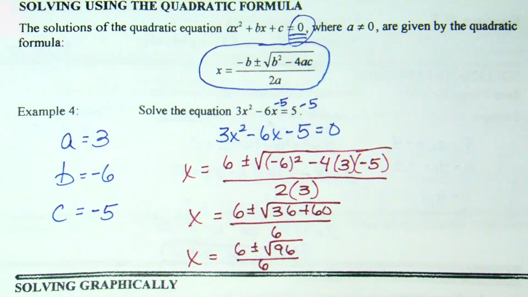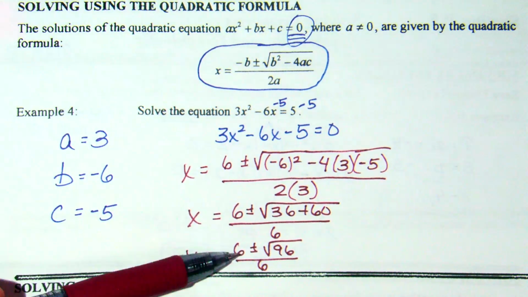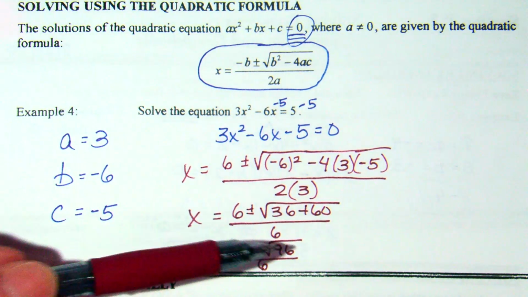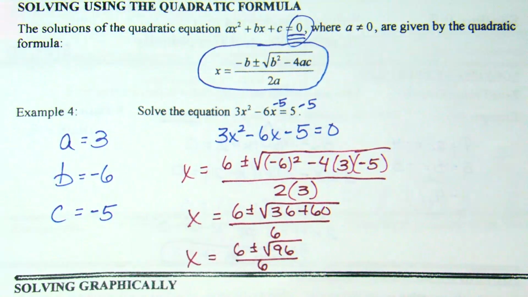Why can I not cancel those sixes right now? Because the 6 is connected to the square root. If I divide the denominator 6 by this numerator 6, I also have to divide the square root of 96 by 6, and as of right now, there's nothing outside of that square root, so I can't do that. What about that square root? Do we know the square root of 96? No, it's not a perfect square. However, are there perfect squares within it? Oh, yeah. What square root does 96 divide by?